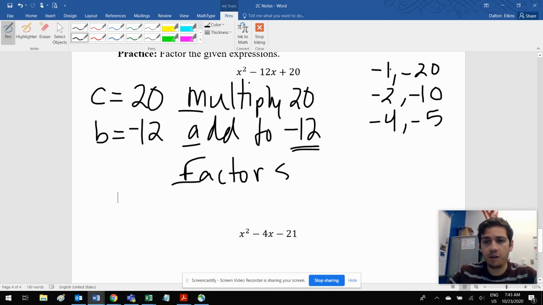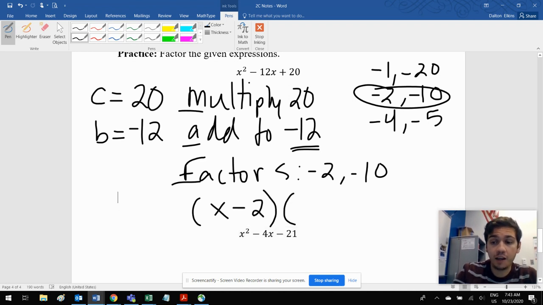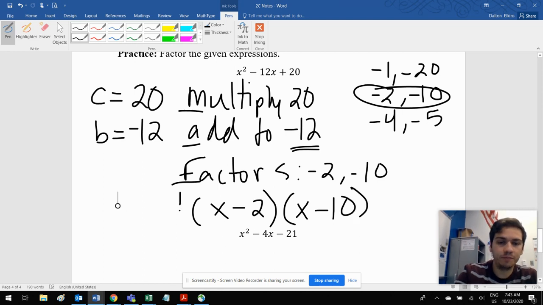And hopefully you can see, negative 1 plus negative 20 is negative 21. Negative 4 plus negative 5 is negative 9. So our correct answer is negative 2 and negative 10. And again, because it's minus 2, I'm going to write x minus 2. And because it's negative 10, I'm going to write x minus 10. And that would be the factored form.